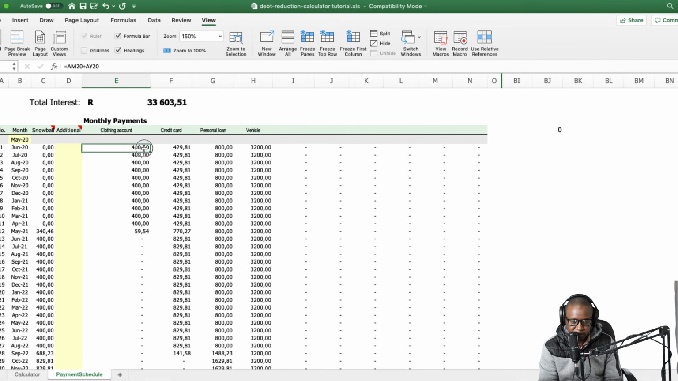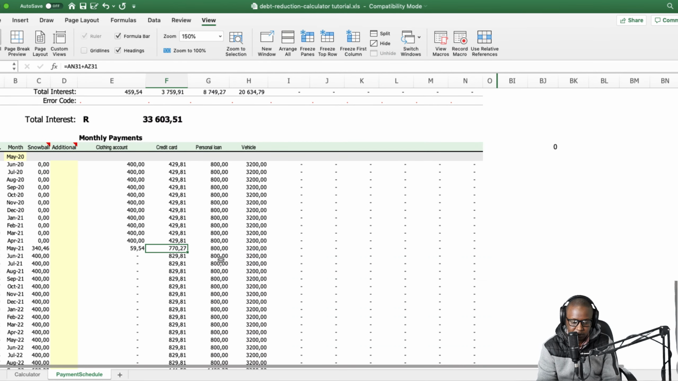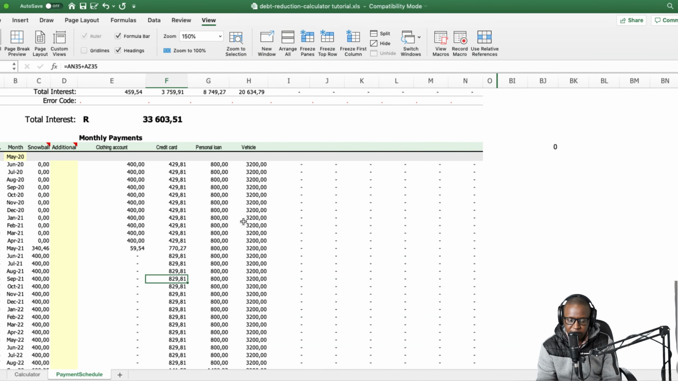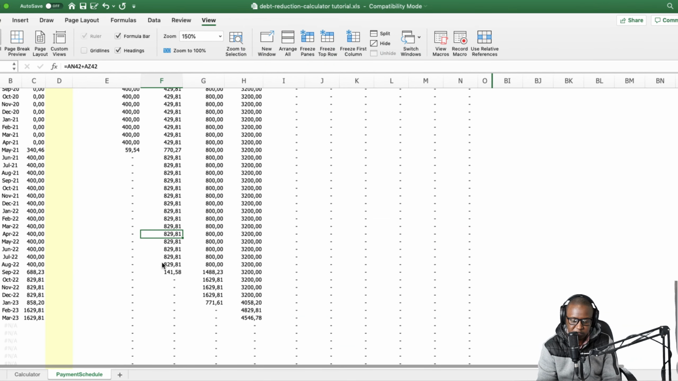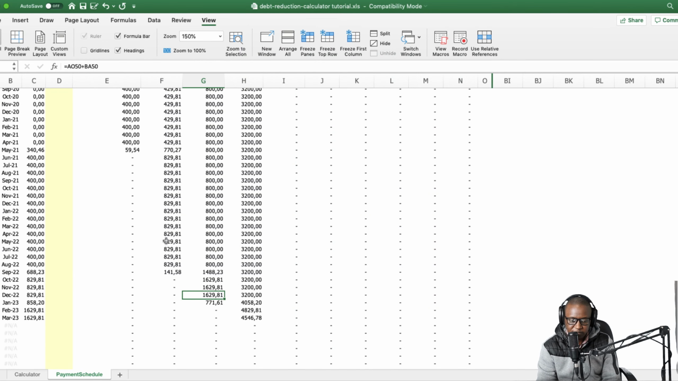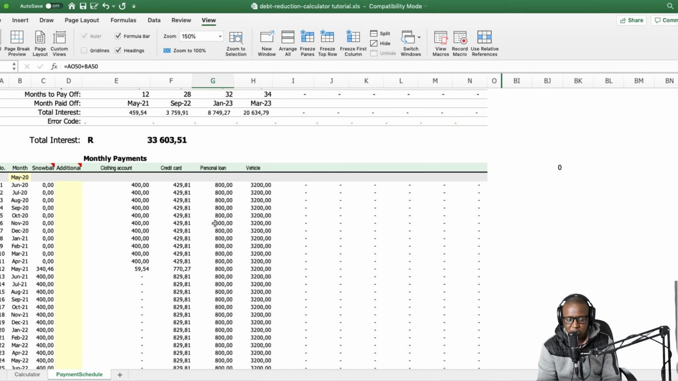Like I said, you're going to pay your clothing account first. Once it's finished, you're going to move over to your credit card. Remember, you've been paying 429 on your credit card. So once you've finished with your clothing account, you're going to take that 400 and add it towards your credit card. Then you pay and finish the credit card. Once you finish your credit card, you're going to take whatever you've been paying on your clothing account and your credit card and add it to your personal loan.